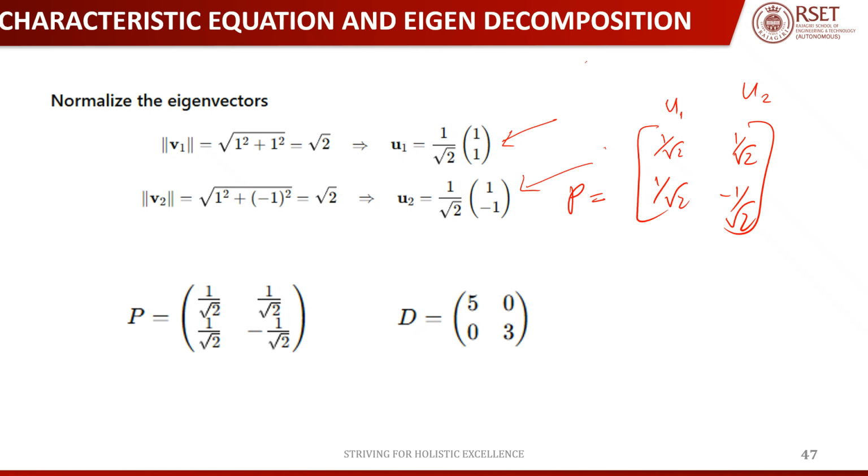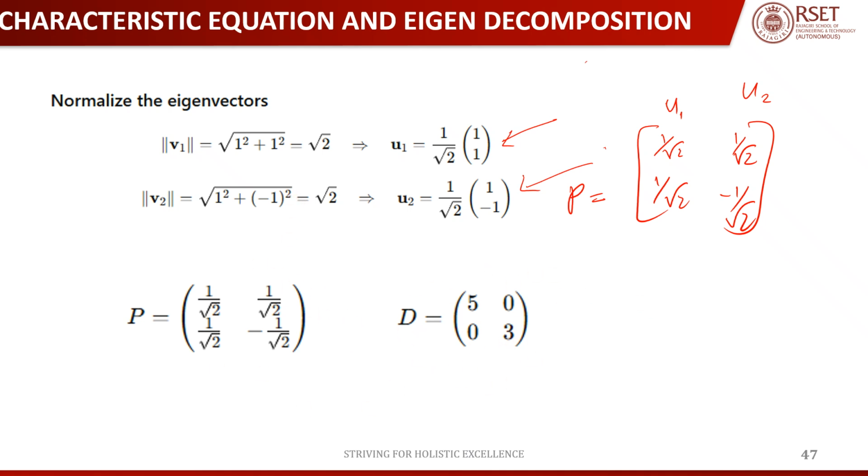So we have p, and then to get d in a similar way, u1 was the eigenvector of the eigenvalue 5, so we'll just write 5, and all other entries are 0 for that column. And then u2 was the corresponding eigenvector of the eigenvalue 3, so we'll just write 3. We'll give the entries to the diagonal, and all other entries are 0. So we have our d also.